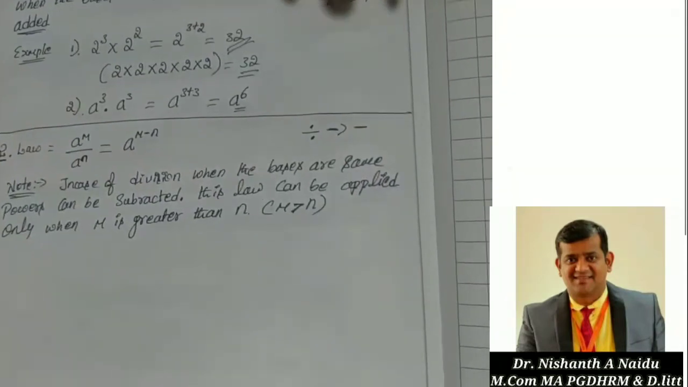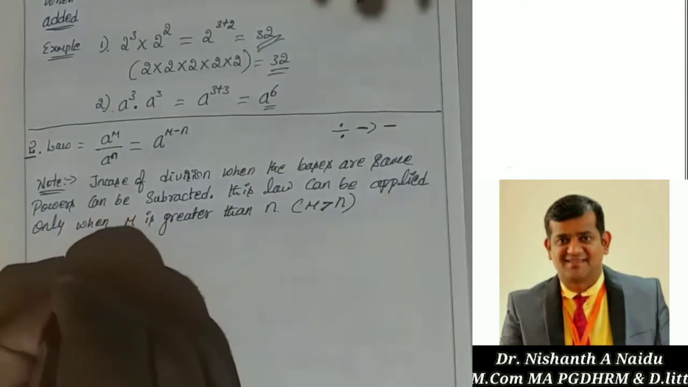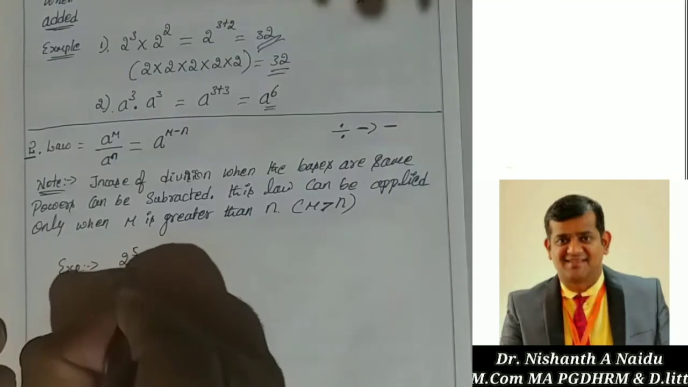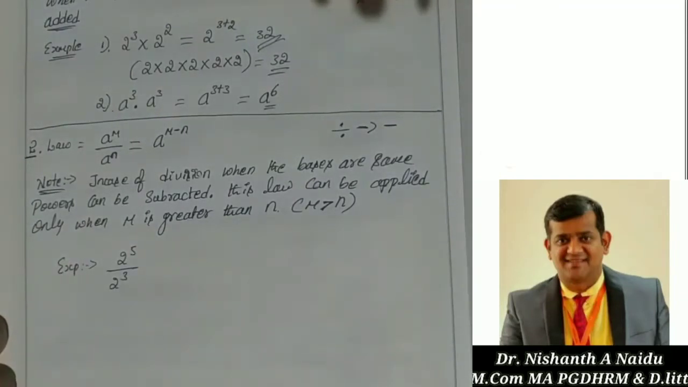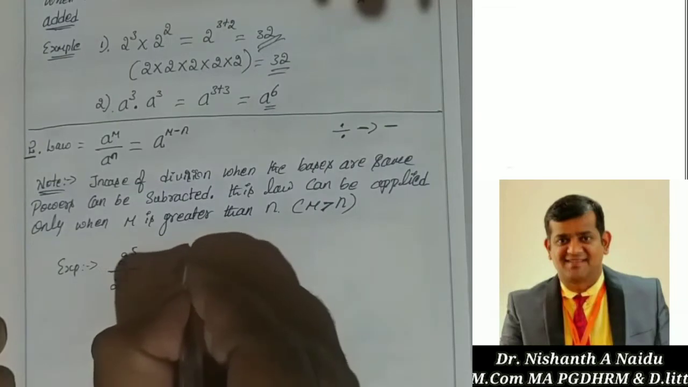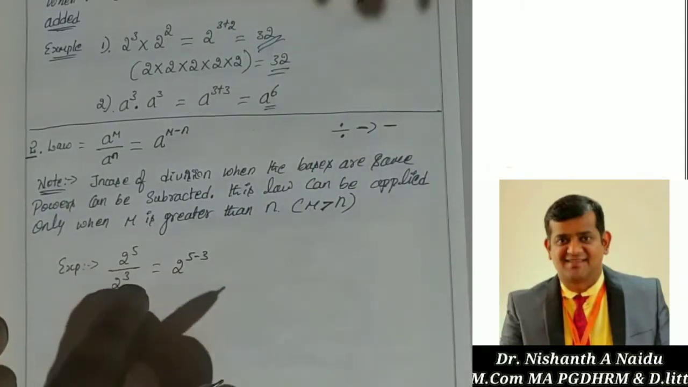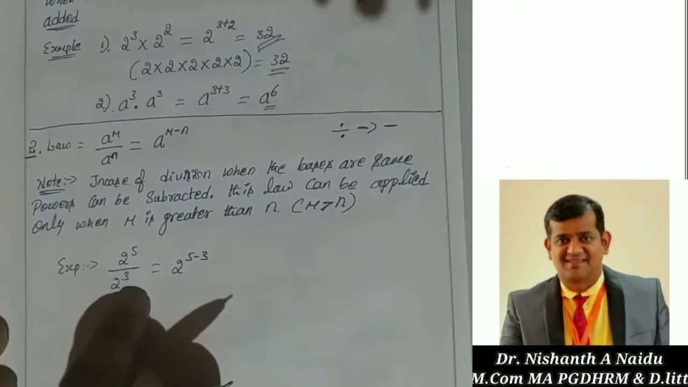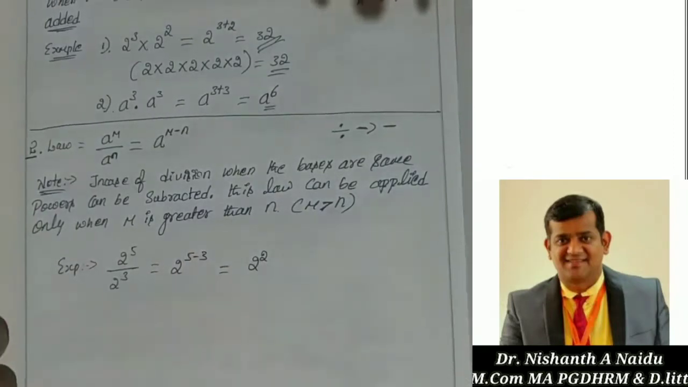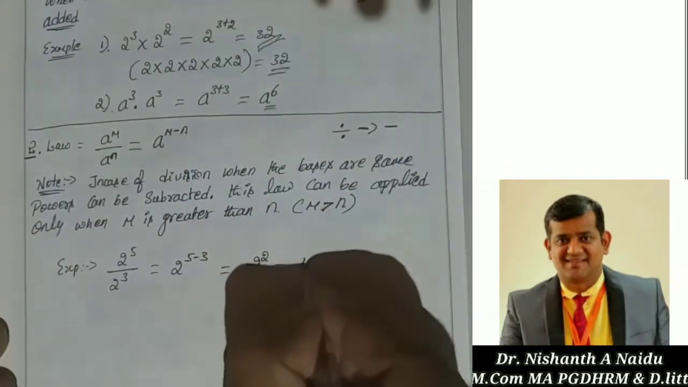If you have confusion, we'll do one small example. Example problem: 2 to the power of 5 divided by 2 to the power of 3. Now what you can do here is 2 to the power of 5 minus 3, because the m value is greater than the n value. 5 is greater and 3 is lesser. So you get 2 to the power of 2. Multiply, 2 times 2 is 4. So the answer is 4. That's all.